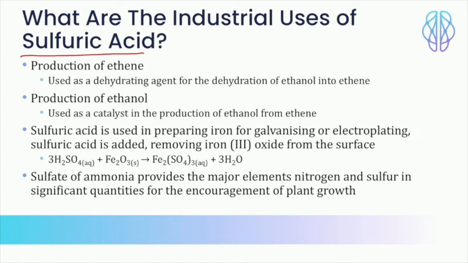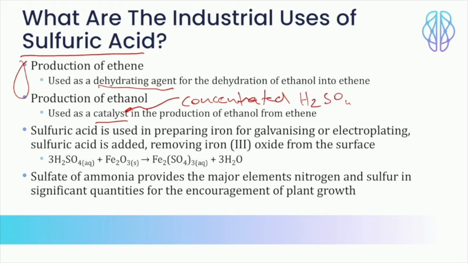So firstly, you can pair these two together. It's used in the production of ethene from ethanol as a dehydrating agent. Conversely, it's also used in the production of ethanol from ethene as a catalyst. And this is in a concentrated form. So it's H2SO4 liquid. And this is in an aqueous form. So that's the key distinguisher here, aq.